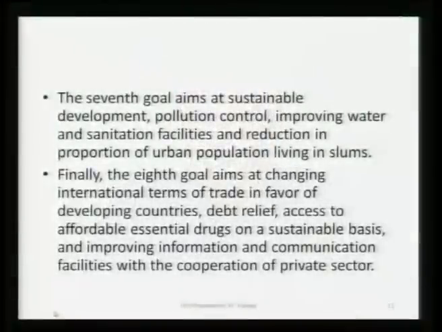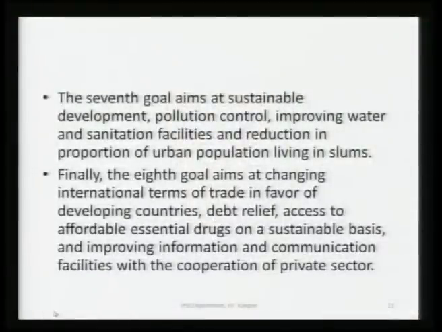The seventh goal aims at sustainable development. This is about environmental issues, climate change, and this aims at sustainable development, pollution control, improving water and sanitation facilities, and reduction in proportion of urban population living in slums. These are the indicators: sustainable development, pollution control, air, water, noise, improving water and sanitation facilities and reduction in urban population living in slums. Now, we have lot of data on urban population living in slums from Indian censuses.